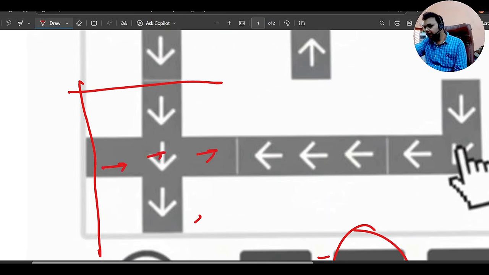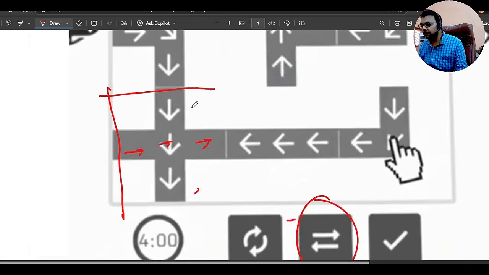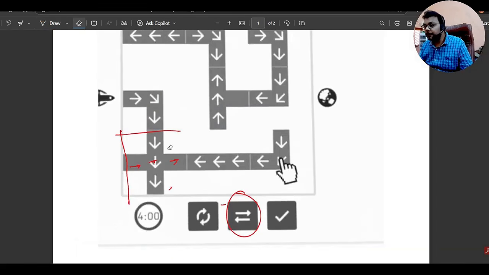Okay, now our path is clear like this. So that's how your change direction button works. But there is also one important point which I want to mention.